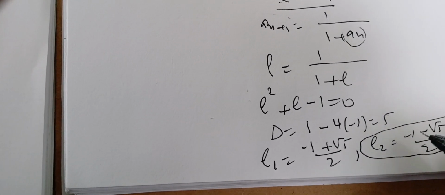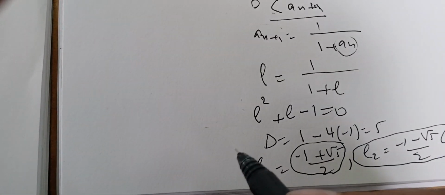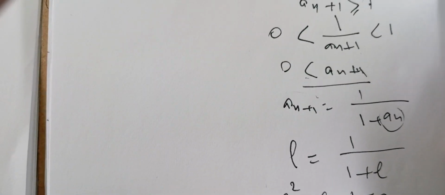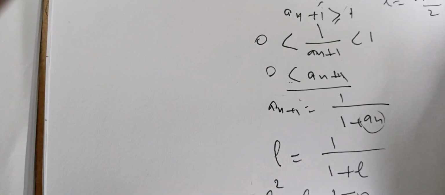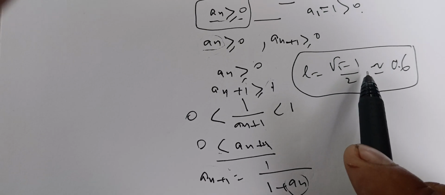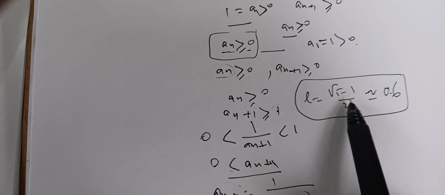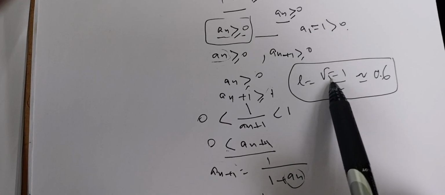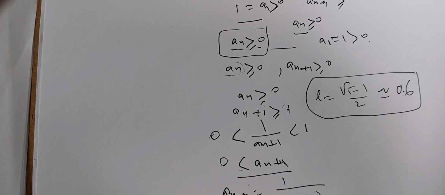Moreover, the limit is unique, so this one is the only limit. Therefore, our limit is square root of 5 minus 1 over 2, which is about 0.6. The value that we are looking for is this value here. But before we get to this, we had to prove that the sequence is positive, so that it gets to this limit. This proves that the limit we're looking for is square root of 5 minus 1 over 2. And this ends our video. Thank you.